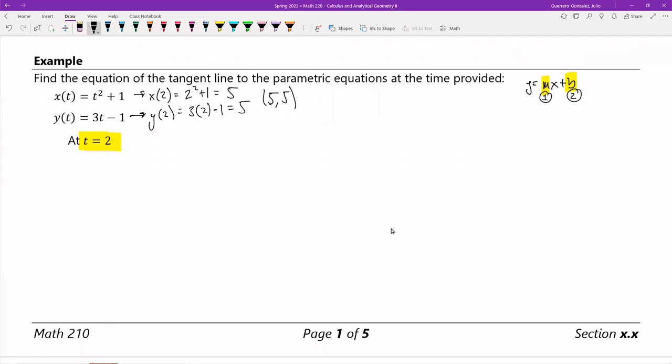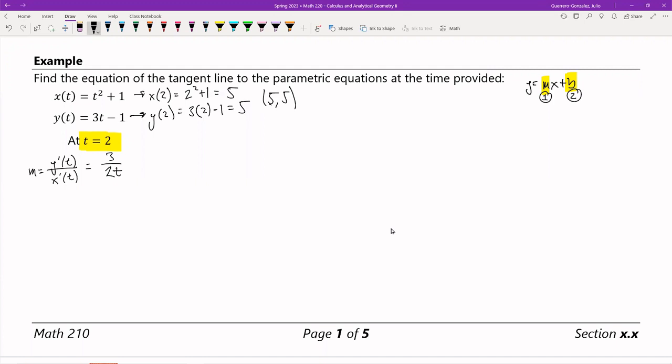All right. Now let's go ahead and do our derivative, yeah? So m is going to be my y prime of t over x prime of t at a particular point, right? So the derivative of the top, the derivative of y of t, is going to be 3, because it's the derivative of 3t minus 1, divided by the derivative of x of t. So the derivative of t squared plus 1 is going to be 2t.